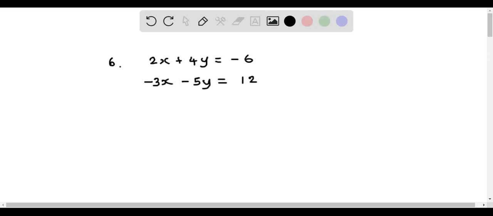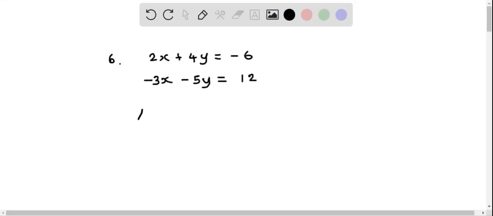Let's solve this system by the Gauss-Jordan method. So first, I'm going to write down the augmented matrix. We write this augmented matrix by taking only the coefficients of the variables and the constant.